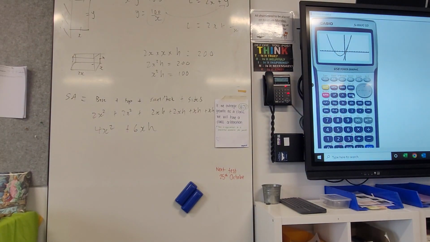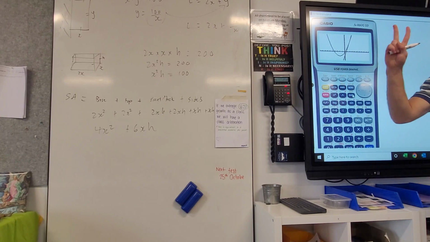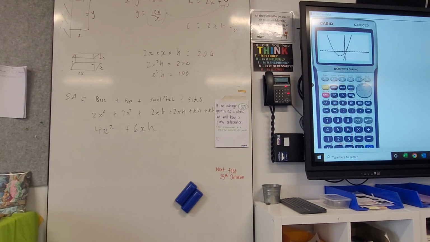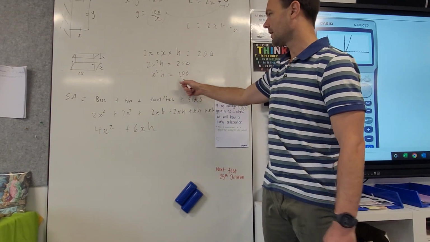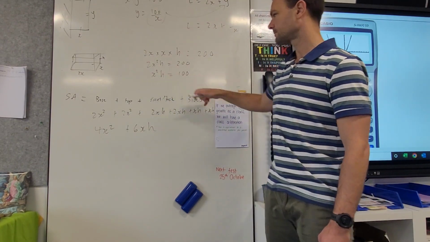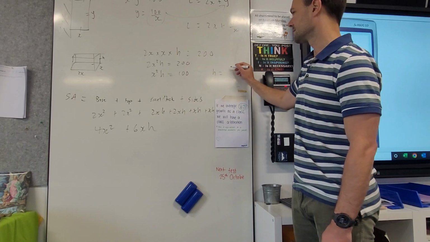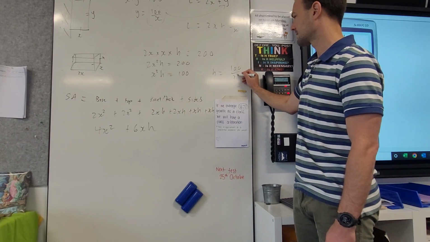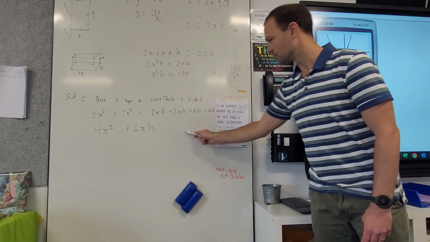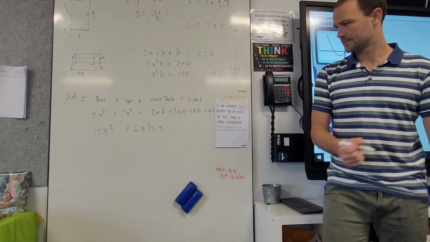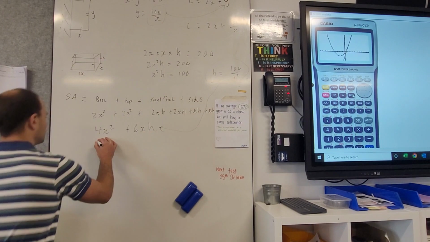Okay, so that's an expression for the surface area, but there's two variables. We need to isolate one of the variables, and so we're going, what's another relationship we've got? Here, look, x squared h equals 100. We can rearrange this to say h is 100 on top of x squared. And now we've got something clean to substitute right there where the h is. So we'll do that.